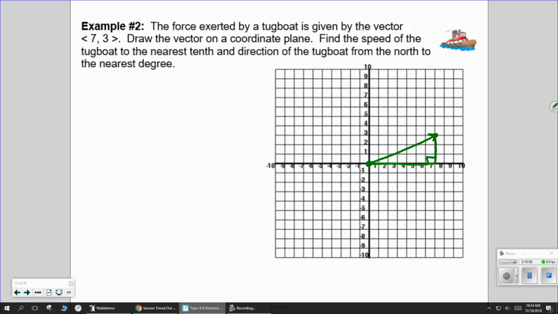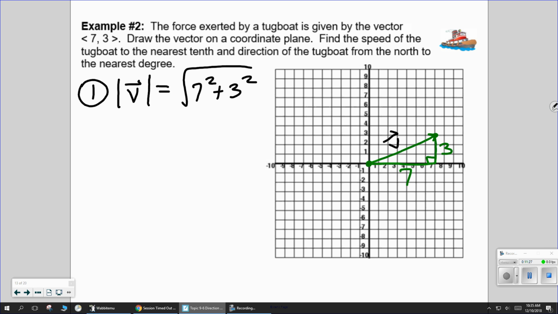Here's my right triangle, and I know this side of it is 7 and this side is 3. So the first thing I want to do is find the speed of the tugboat to the nearest tenth. That means I'm looking for the magnitude. So for the magnitude of this vector, we're going to do the Pythagorean theorem because it's not a triple. We're going to do 7 squared plus 3 squared, and then take the square root of that. To the nearest tenth, punch that in your calculator.